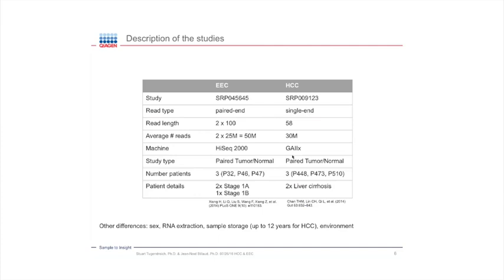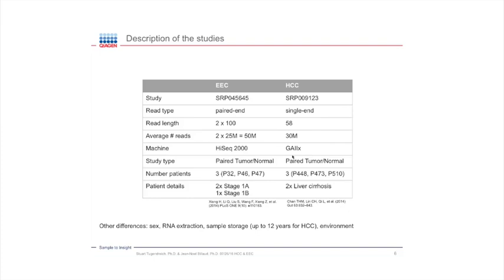So one of them is paired end reads, that's the EEC study. The other one's single end reads. One of them's got quite long paired end reads, the other rather short single end reads. They've got roughly the same number of reads in them, but they're done on different machines, and they're both a tumor normal design. So there's 3 patients in each of these cancers that have been studied, and we've got some tumor tissue and adjacent normal tissue for each of these patients. So there's 6 patients in total, 6 tumor samples, 6 normal samples, 12 samples in total.